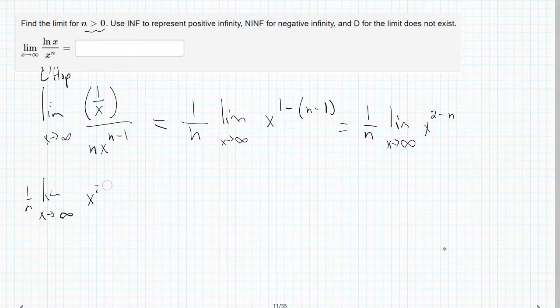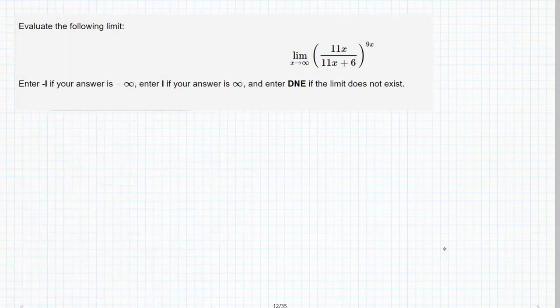I made a mistake. This was x to the, it should be negative 1 minus n minus 1. So with that in mind, the negative 1's cancel, so what are we left with? We're left with x to the negative n. My apologies there. So you get 1 over n, and then this is just 1 over x to the n. And so if n is greater than 0, which means it's going to stay down below, notice this whole thing becomes 1 over n times 0, which equals 0. Okay, sorry for the confusion there on that one.